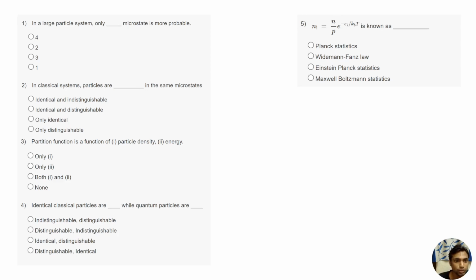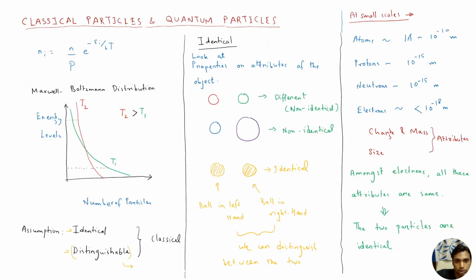Okay, so what about the first question? In a large particle system, only dash microstate is more probable. What do you think? Three, right? Why three? So what we saw, I'll just go back to theory once.